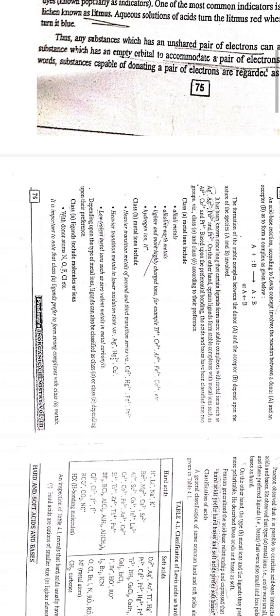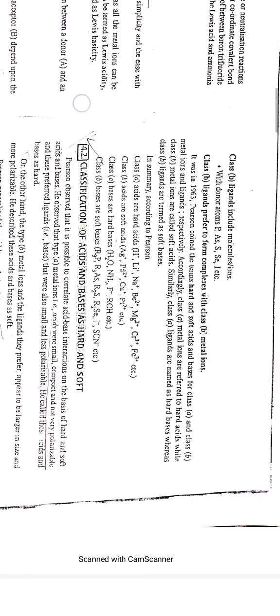Depending upon the type of metal ions, ligands can be classified as class A and class B depending upon their preference. Class A ligands include molecules or ions with donor atoms nitrogen, oxygen, fluorine, chlorine, etc. It is important to note that class A ligands prefer to form strong complexes with class A metals. Class B ligands include molecules or ions with donor atoms P, As, S, Se, I, etc. Class B ligands prefer to form complexes with class B metal ions.